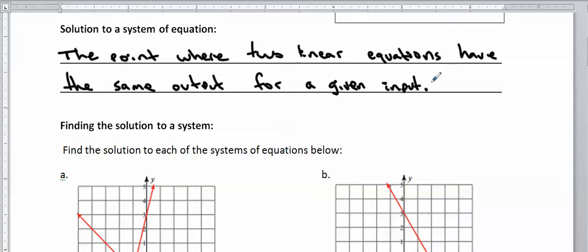Okay, so a solution to a system of equations is the point where two linear equations have the same output for a given input. So if you put an x into one equation, you'll get the same y out of both, right? Or if you put one x into both equations, you'll get the same y out of both. So it's a point (x, y) that is the same. Now, if we look at it in terms of a graph, it's the point where two lines cross, right? Because that means that they have the same output for the same input.